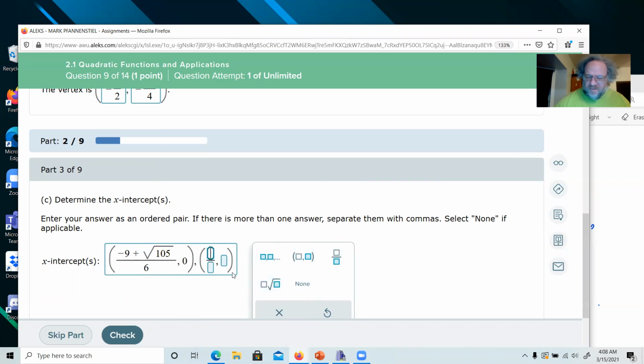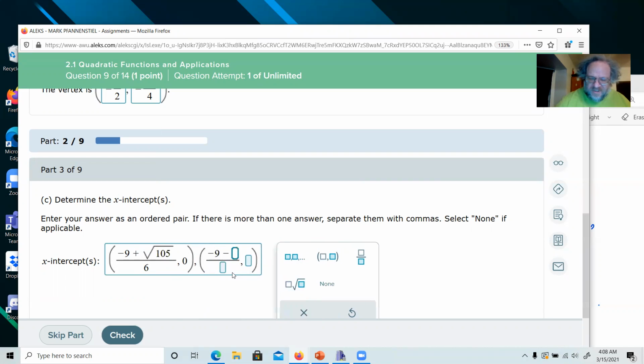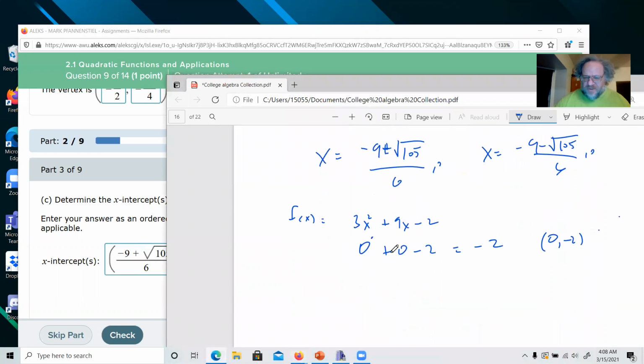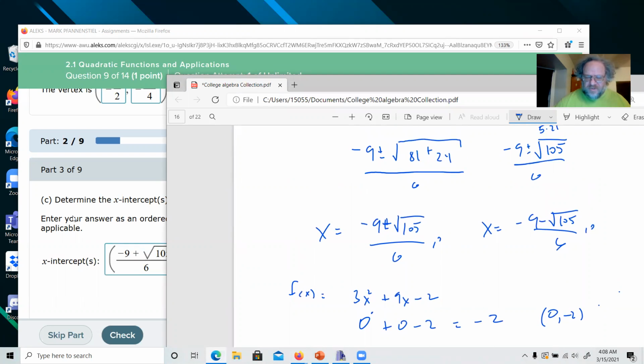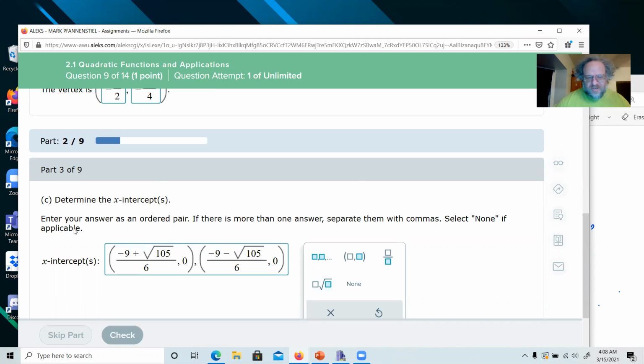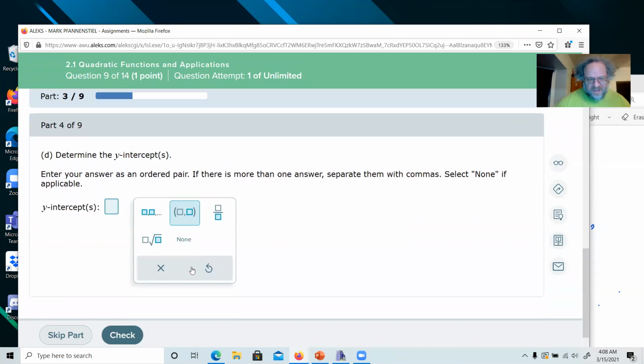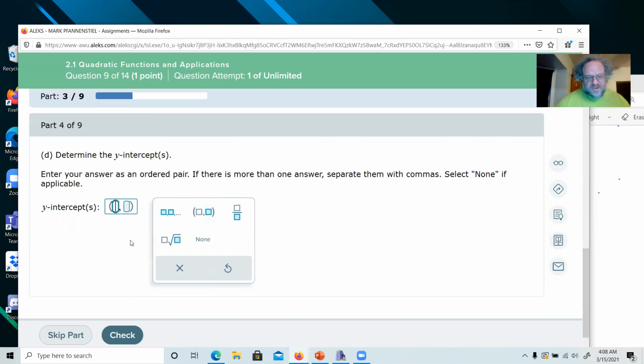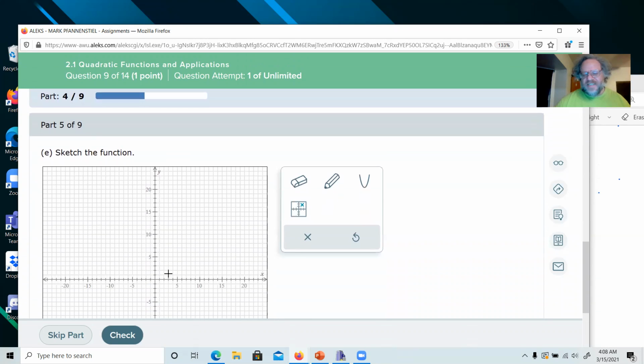All right, we're going to have negative 9 minus square root 105. Make sure the negative is on the outside of the square root, otherwise you're going to end up with imaginary numbers, and you really don't want that. Okay, 0. Okay, double check me, make sure we're good. Negative 9 plus root, negative 9 minus root. Okay, looks like we're okay. Let's check. All right. Y-intercept. Finally, something that's easy. 0, negative 2. Watch me screw this one up. Check it. Looks good. Now we got a graph.